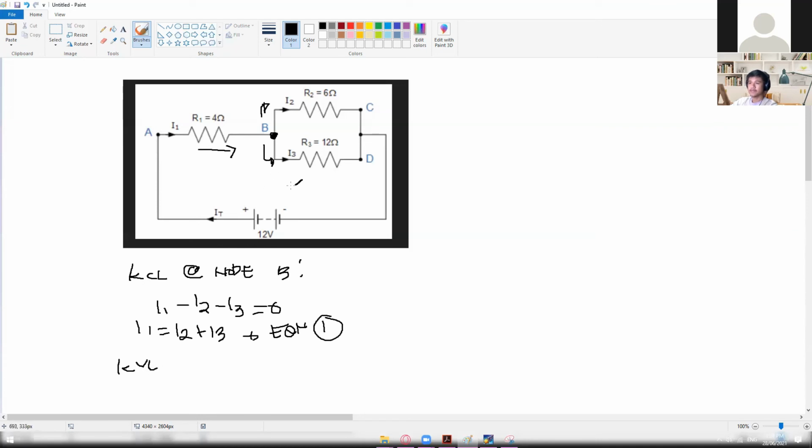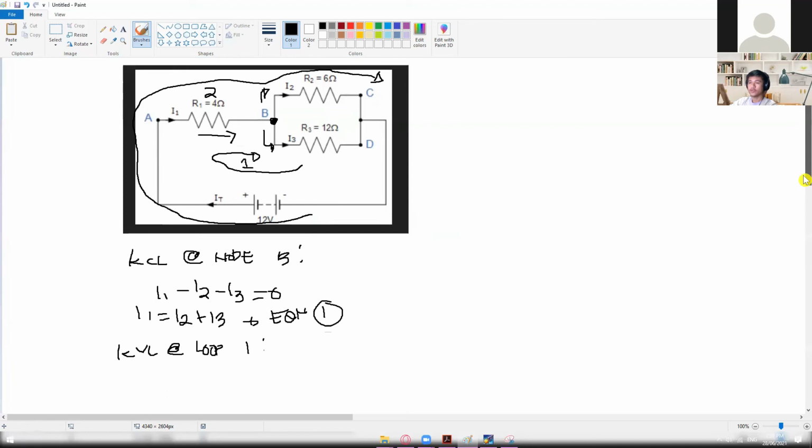The next one after KCL is, of course, the KVL. So we can have a loop right here inside. Let's call this one loop number one, or the loop on the outer side. Let's call this one loop number two. So let's start with KVL at loop number one first. Here we have, of course, this one is negative, positive, and then this one is positive, negative, and then positive, negative.